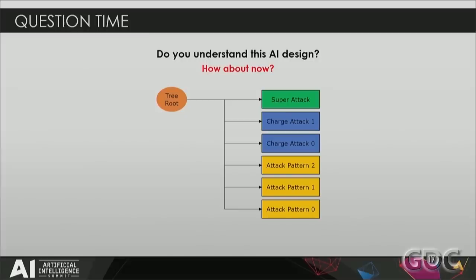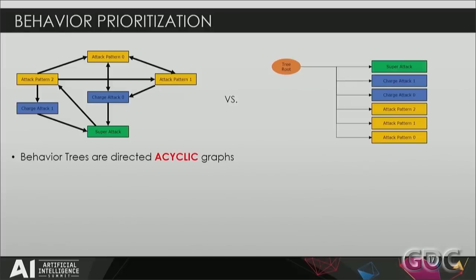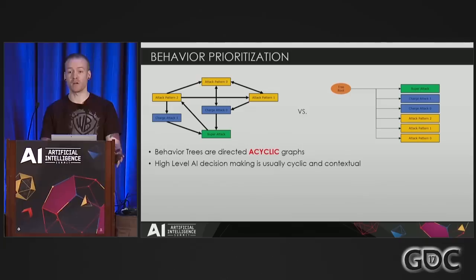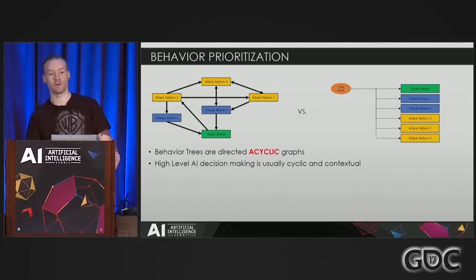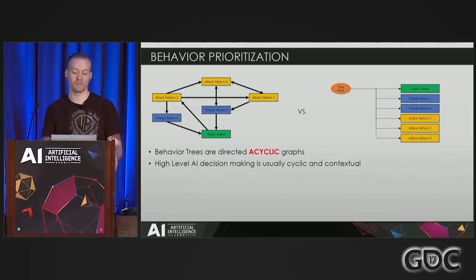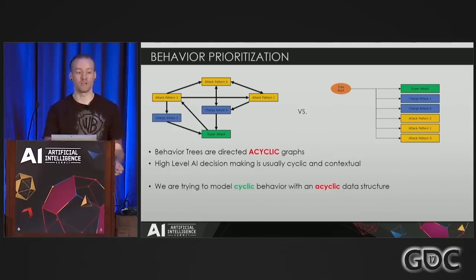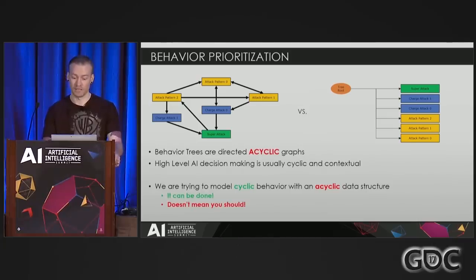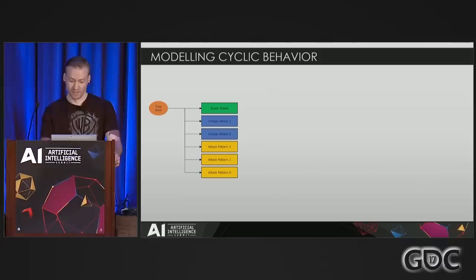The same diagram, the same AI system. It's a little bit harder to read. And this is inherent to behavior trees because behavior trees are directed acyclic graphs. It means they have no loops. They don't have cycles. That AI design and AI designs in general are cyclic. Even the most basic combat behavior cycles between things like fight from cover, fight from position. Oh, wait, no, go back to cover. We're constantly cycling these behaviors. And what we're trying to do is model cyclic behavior with an acyclic data structure. And yes, it can be done. It doesn't mean we should.